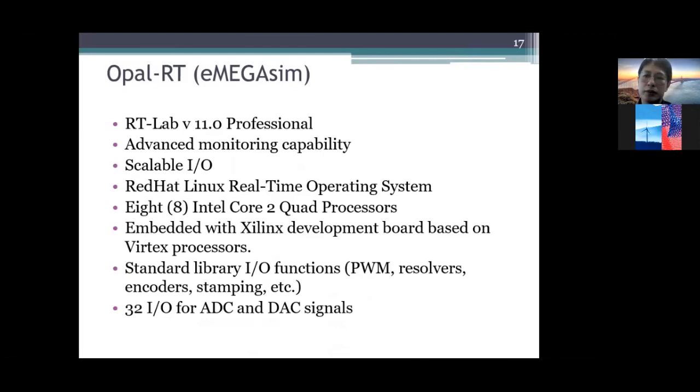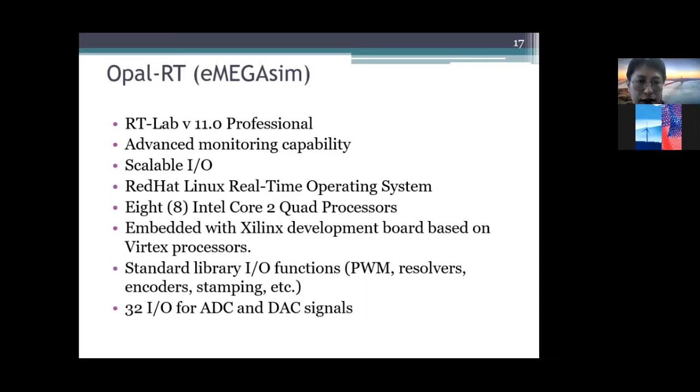Okay, so let's talk about the machine, because this was the machine that I used in my design, the so-called eMEGAsim. eMEGAsim is actually the part number, or should I say the brand of the machine, and OPAL-RT is the name of the company. You could do a Google search for OPAL-RT. OPAL-RT is one of the major manufacturers and distributors of this real-time machine.